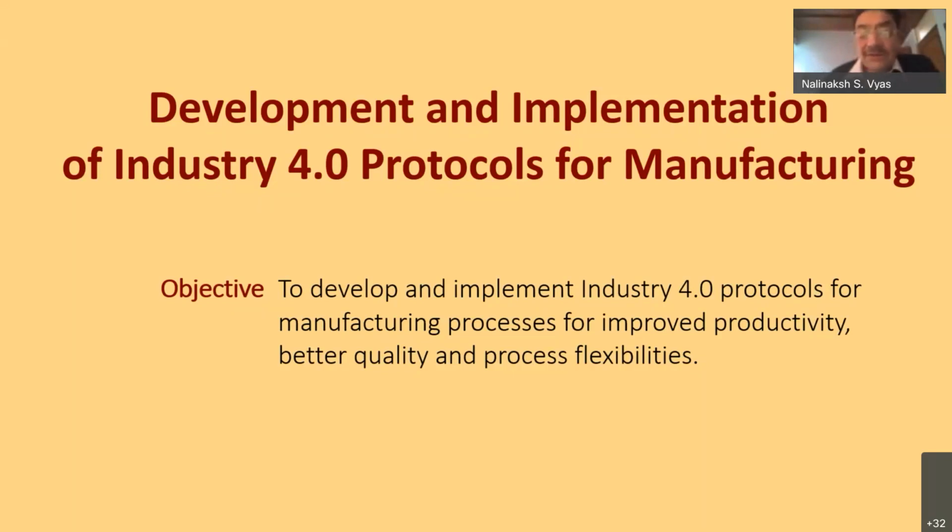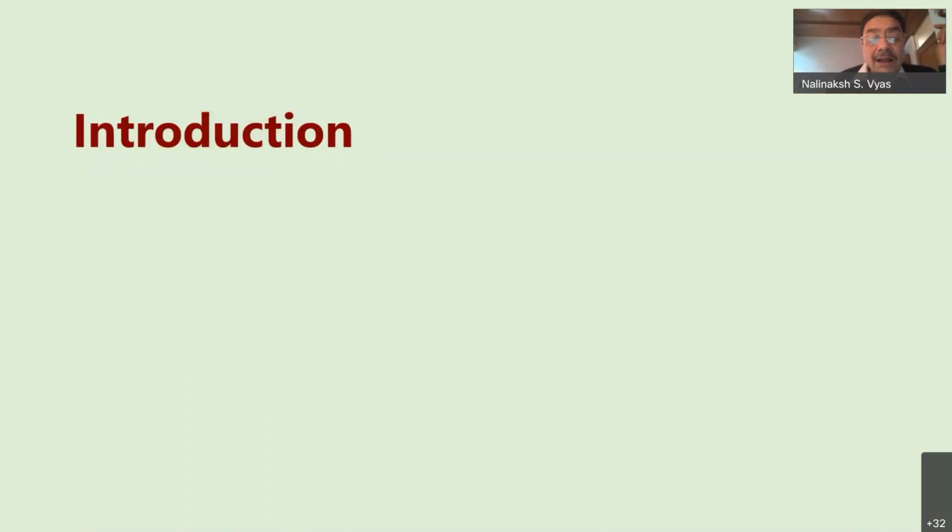And the idea was that we should be able to improve productivity in terms of better utilization of resources, deliver better quality, and obtain flexibilities in the processes of manufacturing and assembly. Before talking of the project, let me first discuss a little bit about what exactly is Industry 4.0 and how we interpret that.